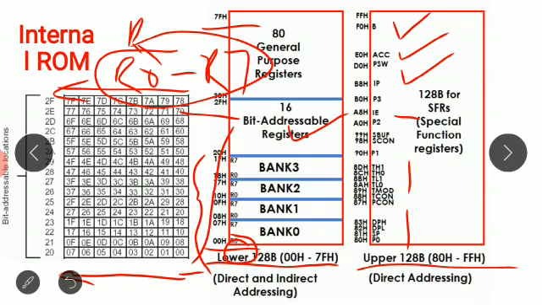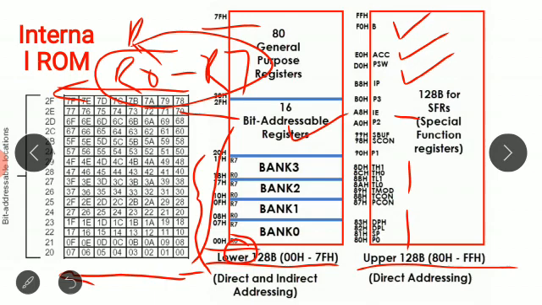So how to distinguish whether an R0 register is of bank 0 or bank 1 or bank 2 or bank 3? That is done with the help of an SFR, which is called PSW, program status word. There are 2 bits of PSW, and when you program it 00, then bank 0 is selected, 01 means bank 1 is selected, 10 means bank 2, and 11 means bank 3 is selected. That needs to be incorporated in the program itself for the selection of a particular register of a particular bank.